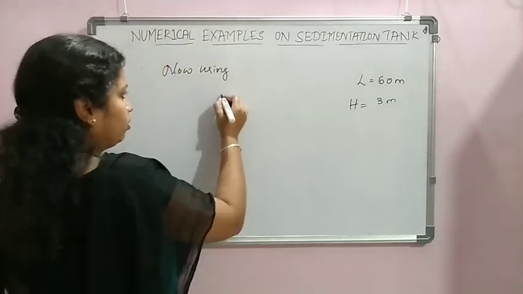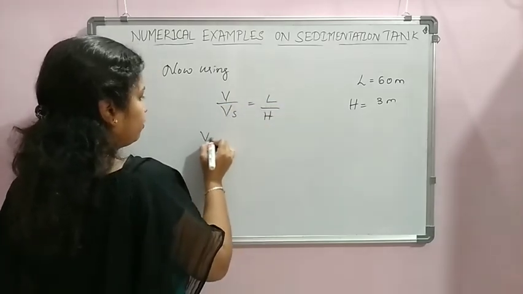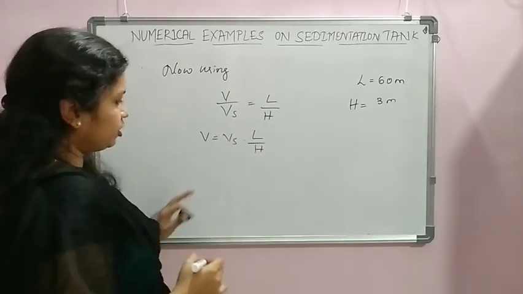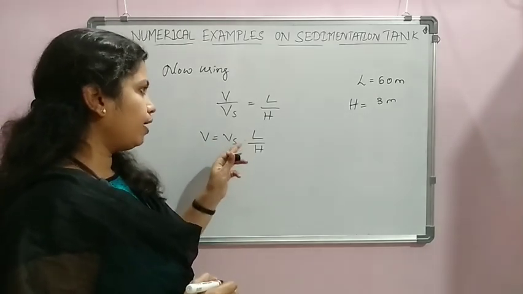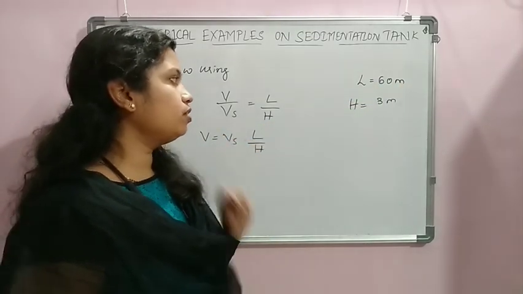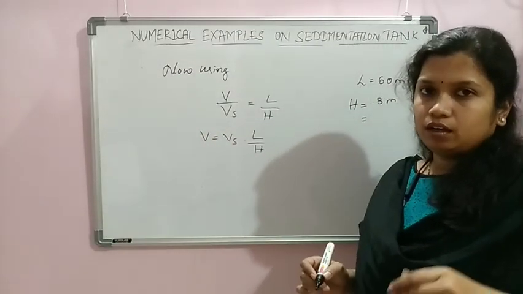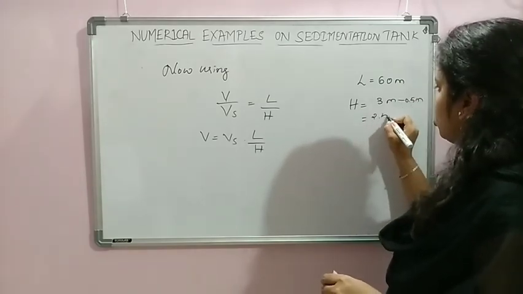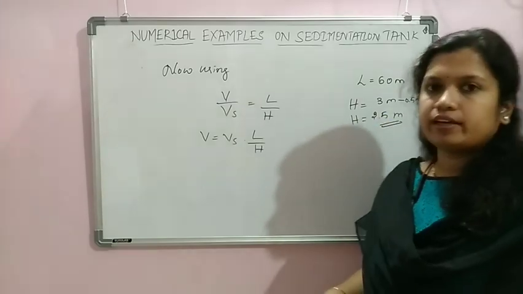Let us make use of the formula V by Vs is equal to L by H. So we want the value of V, so let us take Vs to the other side, V is Vs into L by H. In order to substitute into this, we have all the data. Settling velocity we have calculated previously. L is the length of the tank, which we have as 60 meter, and for H, the depth, the overall depth is given as 3 meter, but we have to give some provision for the freeboard. So if we exclude 0.5 meter from this, let us consider 2.5 meter as the depth for which we are going to design the velocity.